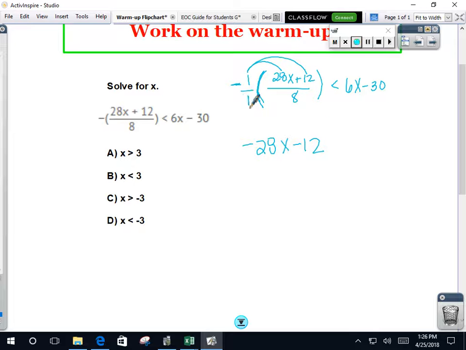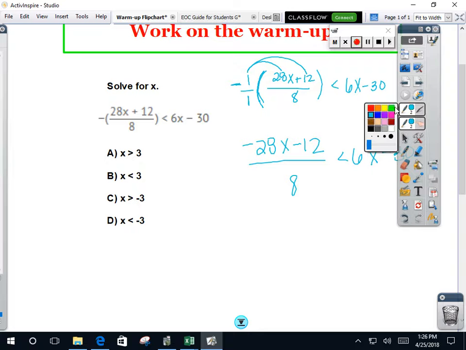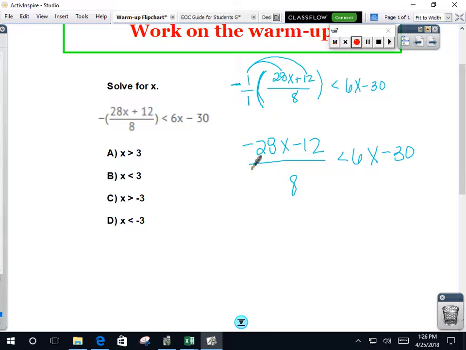On the bottom is a positive 1. Because isn't a negative 1 just a negative 1 over 1? So positive 1 times positive 8 is positive 8. Now, what do you think I need to do next? Right, we got to get that 8 out of the bottom. So you multiply by 8, which will cancel out on this side.